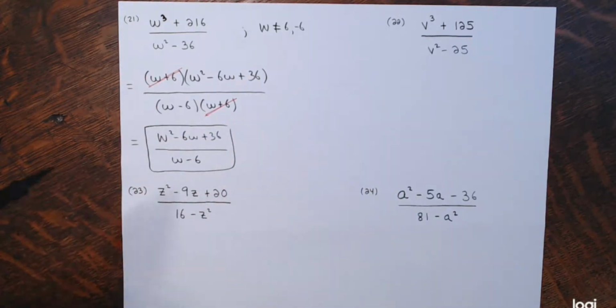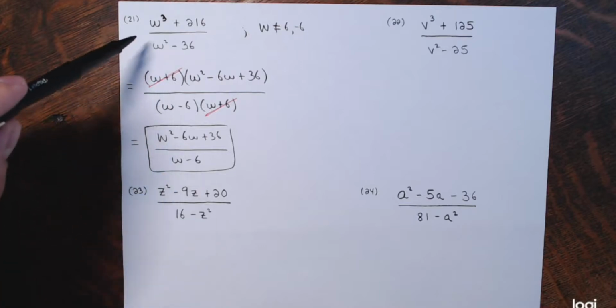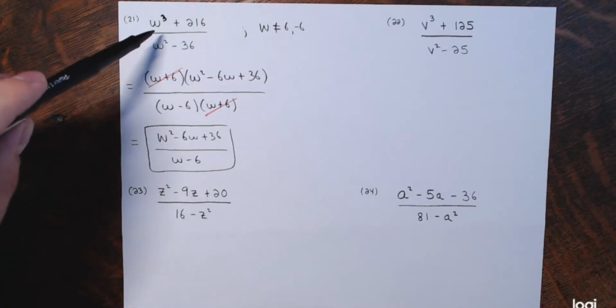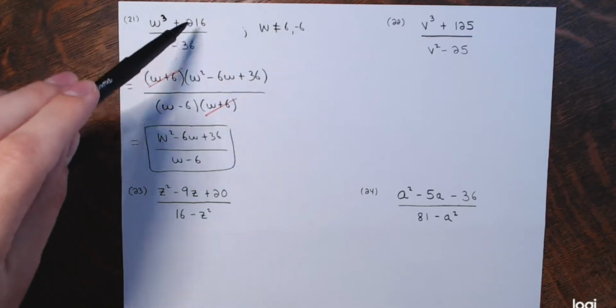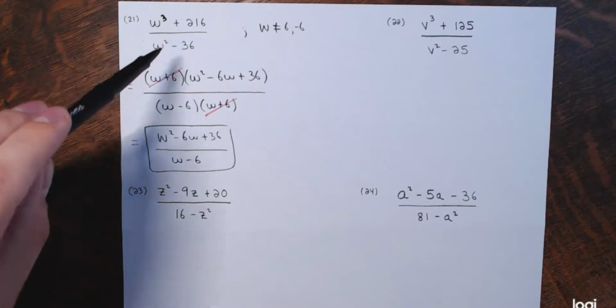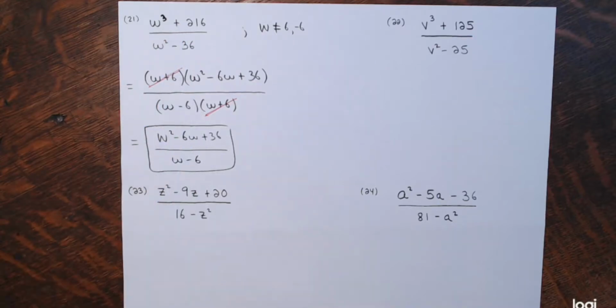No more common factors. And again, if you want to test this, replace w with any value you want, as long as it's not 6 or negative 6, and the value of the original fraction, the original expression, should be exactly the same as the value of the final fraction.